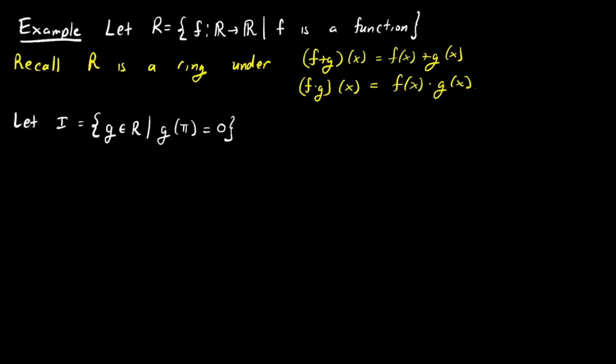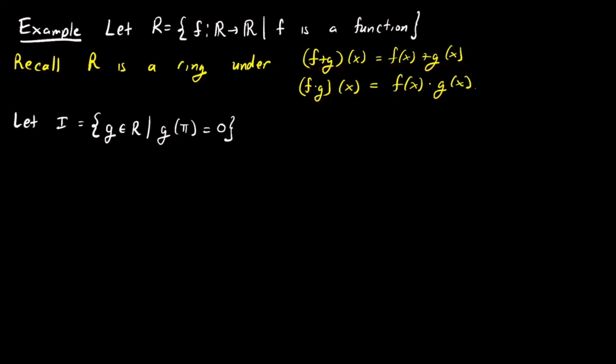Okay, so now we'll consider a slightly more exotic example. Let R be the ring of all functions from the reals to the reals. The thing to recall from an earlier video about rings was that this set R is a ring under the operations of pointwise addition and pointwise multiplication. So (f times g)(x) is defined to just be f(x) times g(x), and (f plus g)(x) is defined to be f(x) plus g(x).